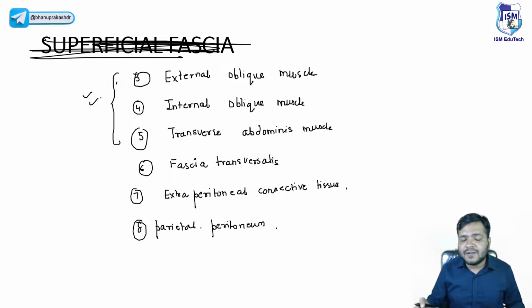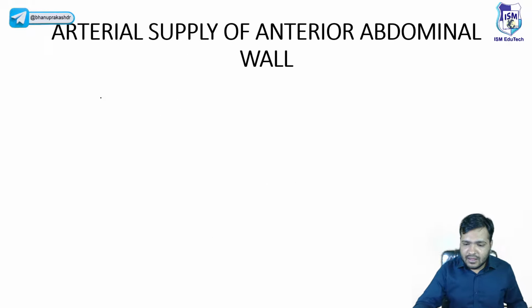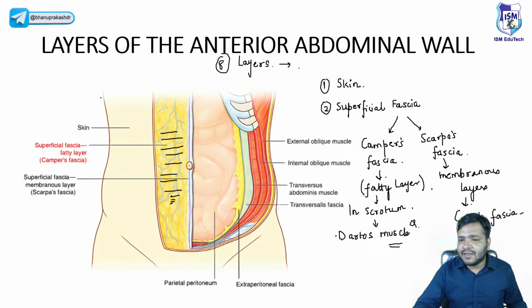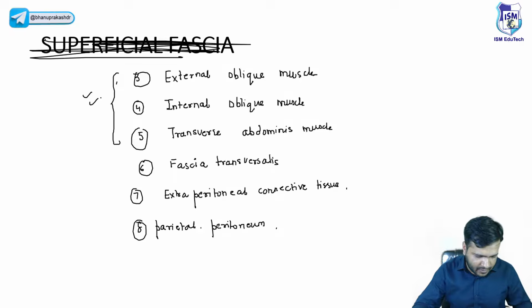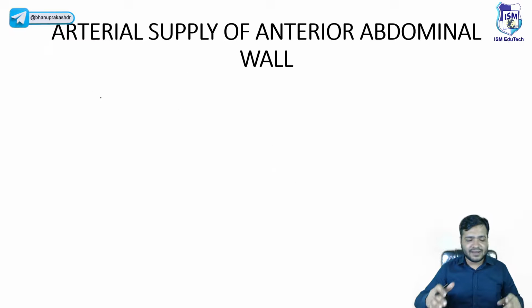Then we have a simple fascia, that is the fascia transversalis. इस बार पीछे में क्वेश्चन आया था, we'll discuss it. Extra peritoneal connective tissue and the parietal peritoneum, that is the last layer. Okay, so again the layers we have discussed, we will discuss the muscle part in detail, और peritoneum तो मैं अलग से कराऊंगा ही कराऊंगा, तो there is nothing to worry about. Okay, so before the muscles, let us discuss the arterial supply of the anterior abdominal wall.